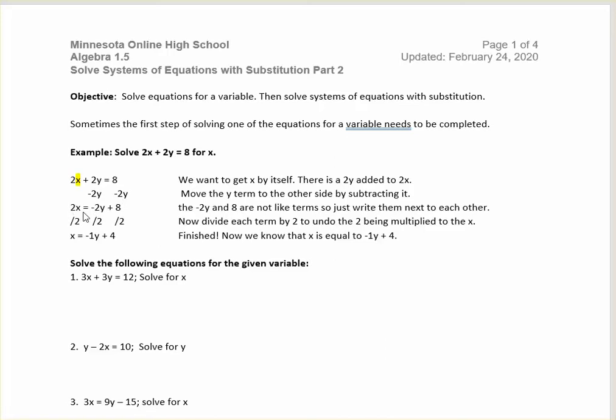Now we have 2x equals negative 2y plus 8, but we want just x. 2x means 2 times x, so we need to divide everything by 2. We need to divide this term by 2, we need to divide this term by 2, and we need to divide this term by 2. So 2x divided by 2 is just 1x. Negative 2y divided by 2 is negative 1y, and 8 divided by 2 is 4, plus 4. Now we have solved this equation for x.